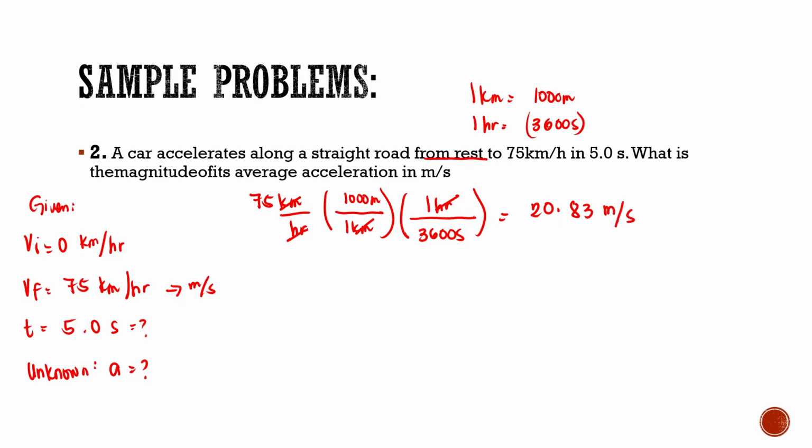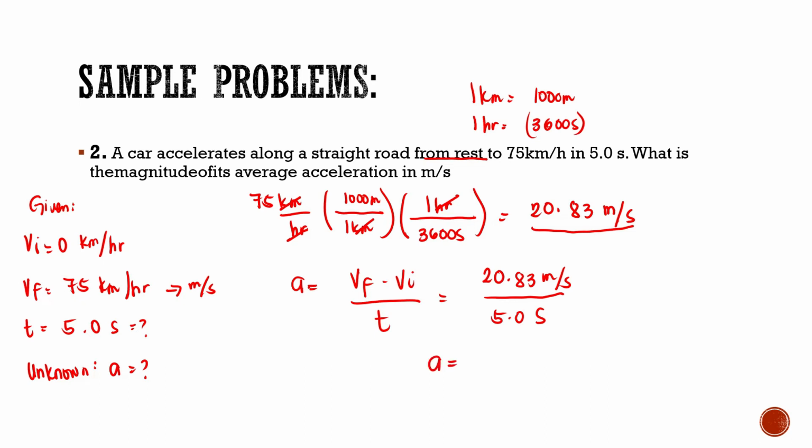meters per second. Since we already have our meters per second value for 75 kilometers per hour, we can now proceed to our solving. So A is equal to Vf minus Vi over time. Notice that we did not convert 0 kilometers per hour into meters per second. Everything that you multiply to 0 will be 0, right? So that's why we disregard that. So we only have here 20.83 meters per second over the time, which is 5.0 seconds.